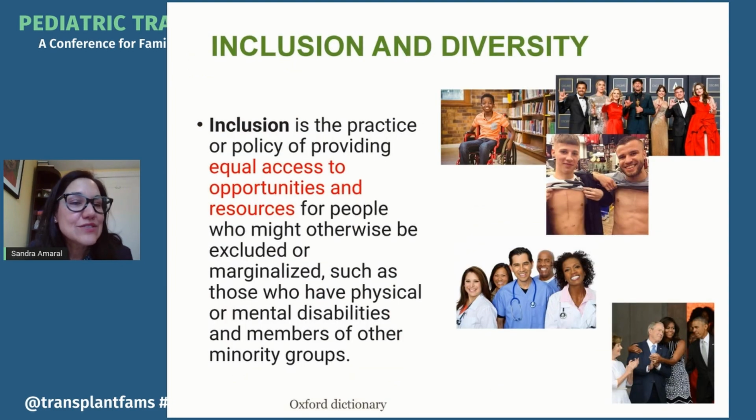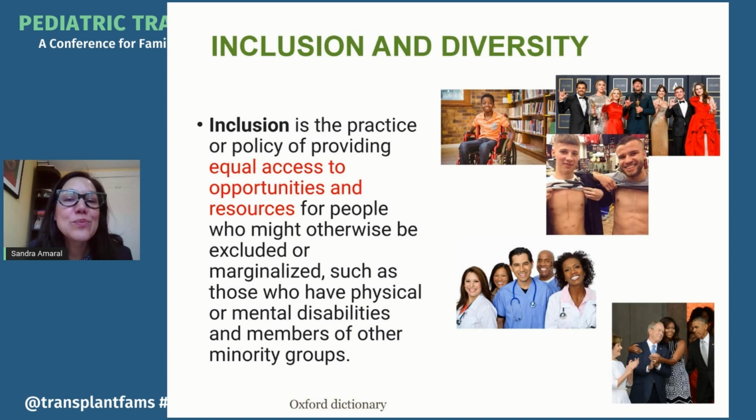And then inclusion and diversity. Inclusion is the practice or policy of providing equal access to opportunities and resources for people who might otherwise be excluded or marginalized, such as those with physical or mental disabilities and members of other minority groups. So you can see here a group of people with physical and heart transplants, and the CODA cast with deafness.